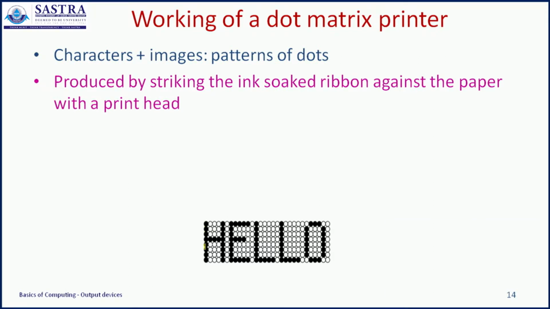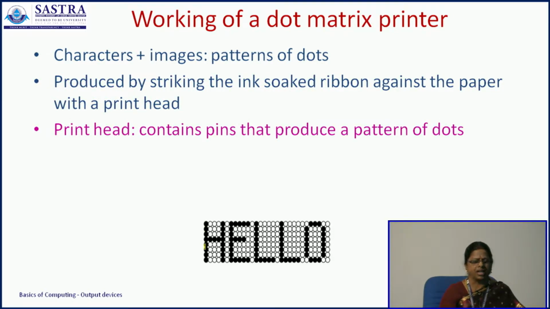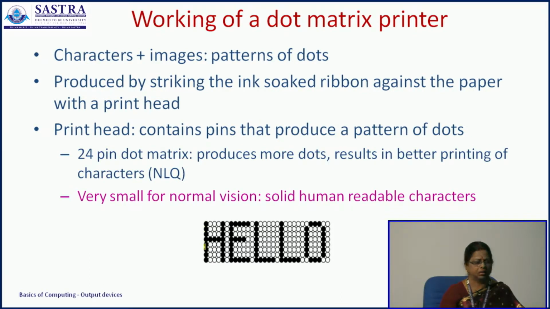They are produced by striking the ink-soaked ribbon against the paper with the print head. The print head contains pins that produce a pattern of dots onto the paper. If you take a 24-pin dot matrix printer, it produces more dots which results in better printing of characters which is near letter quality. The dots are very small for normal vision. Dot matrix printers print solid human readable characters.